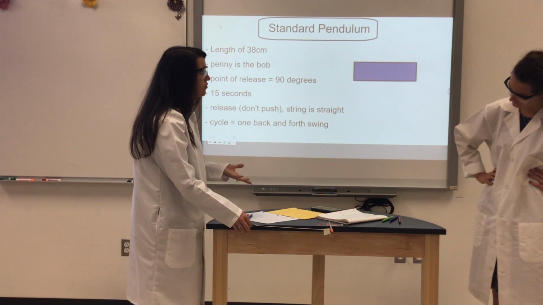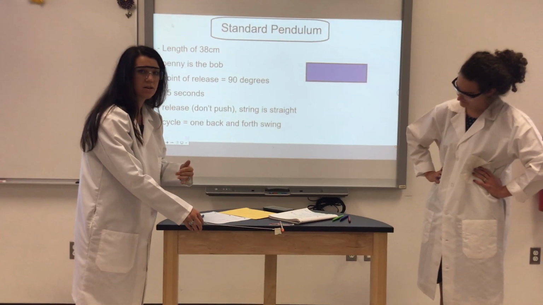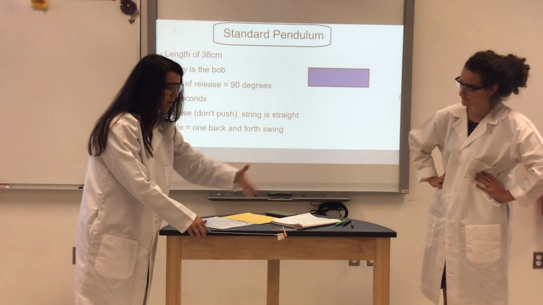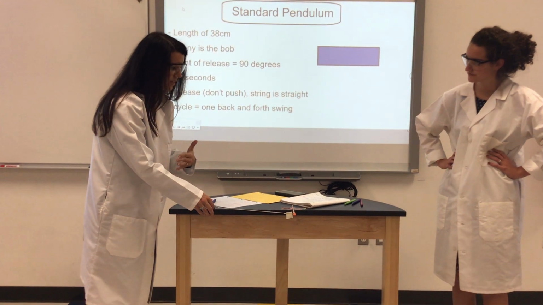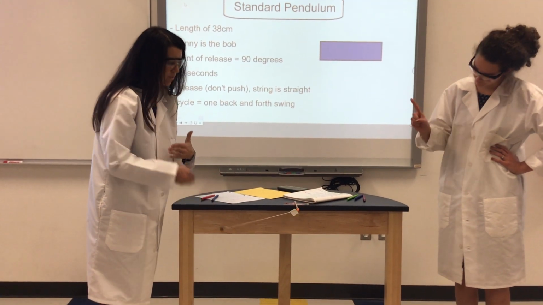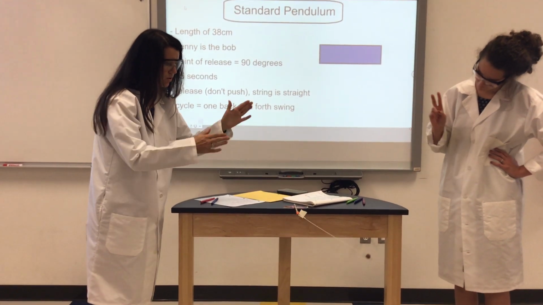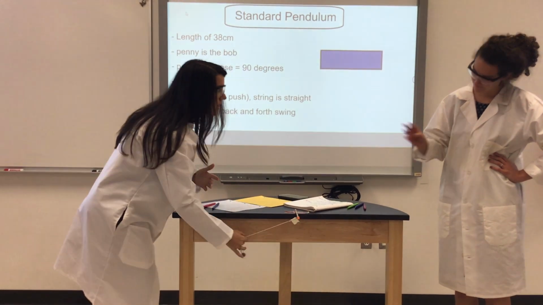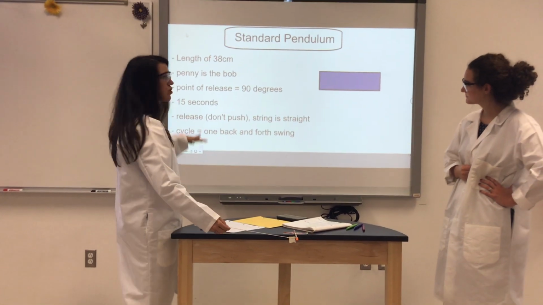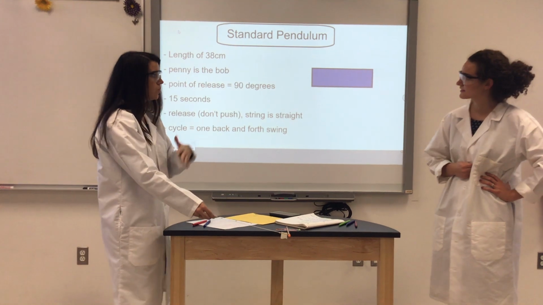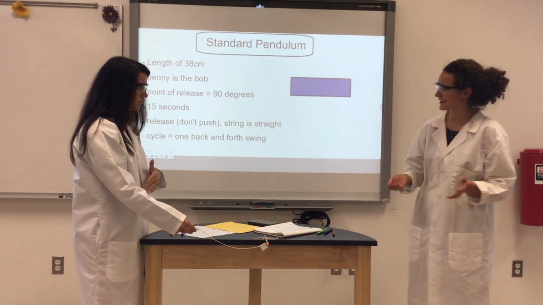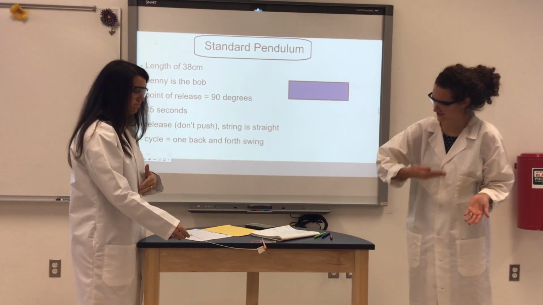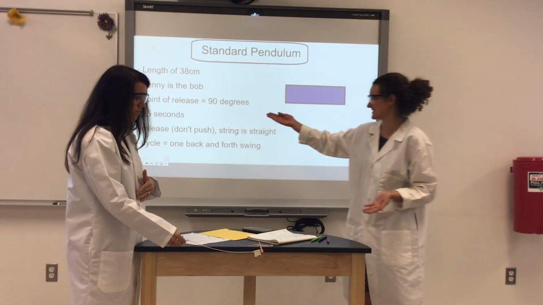We're going to set the timer for 15 seconds, and we're going to count a cycle as one complete back and forth motion. So if I release this, that would be 1, 2, 3, etc. Okay? And that will establish our standard then. We all would be doing the same thing. How many cycles do you think we would actually get in 15 seconds?